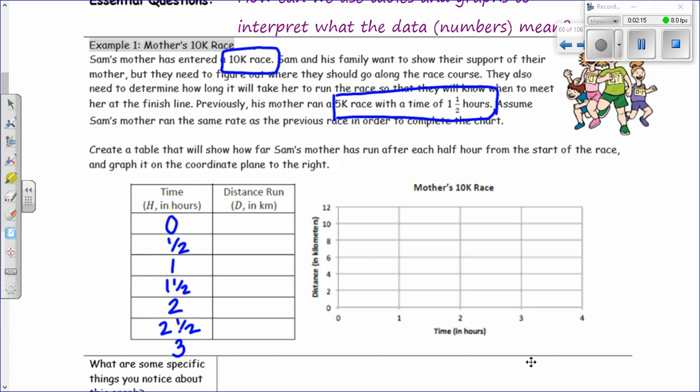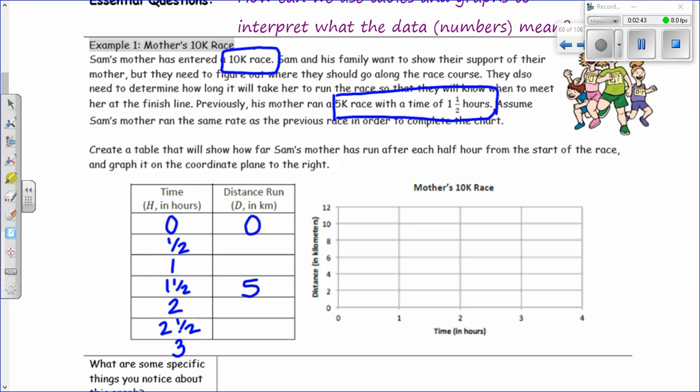Okay, the only one they give us is 5 kilometers. So the distance for 5 kilometers is going to be right here at 1.5 hours. So how can we figure out what the rest of those would be? Well, hopefully you know that in 0 hours she would run 0 kilometers. She hasn't gone anywhere. Okay, if you don't have your calculator out, you need it out now.